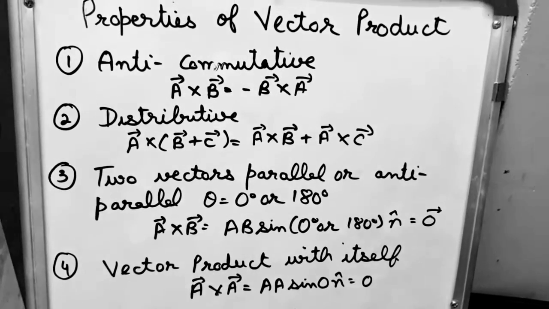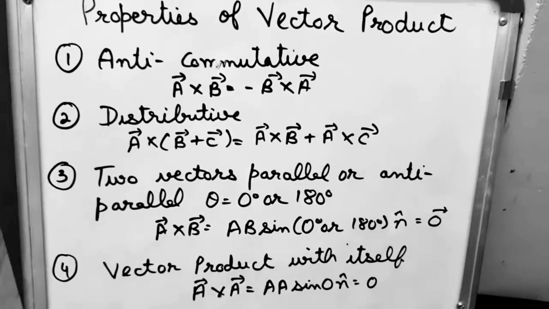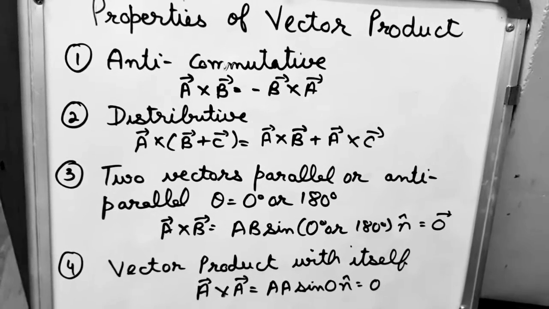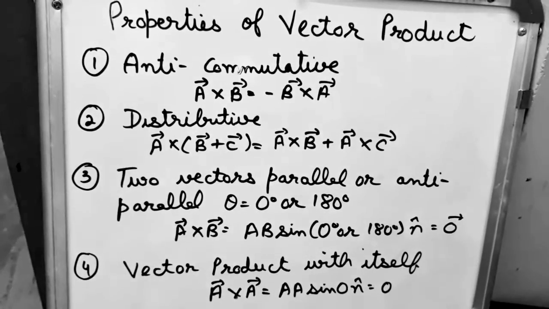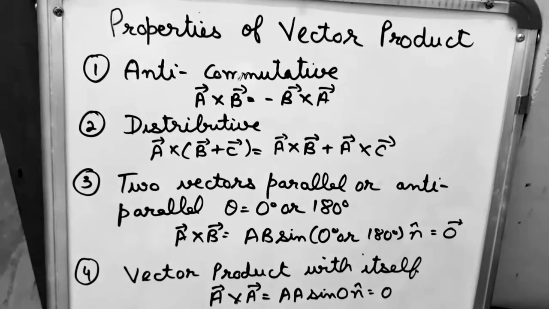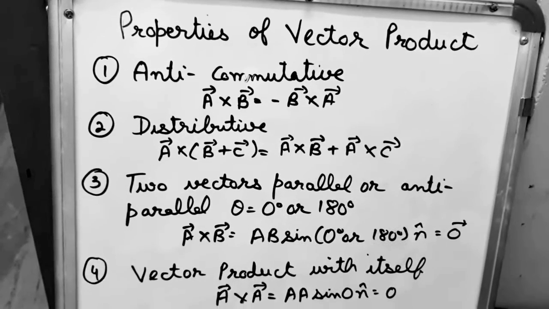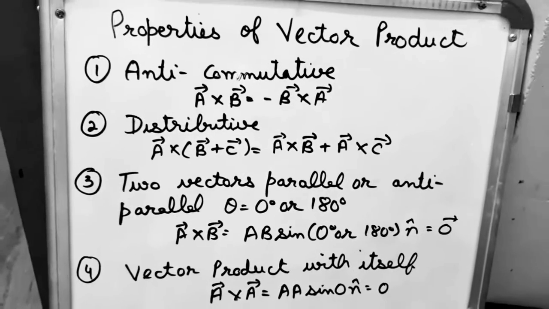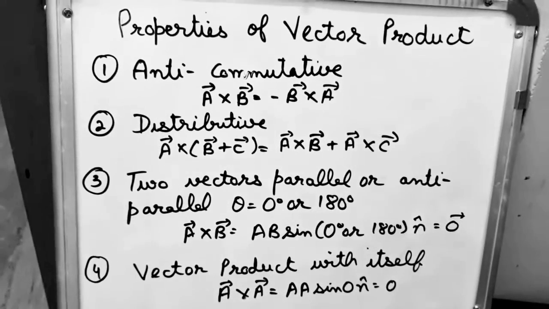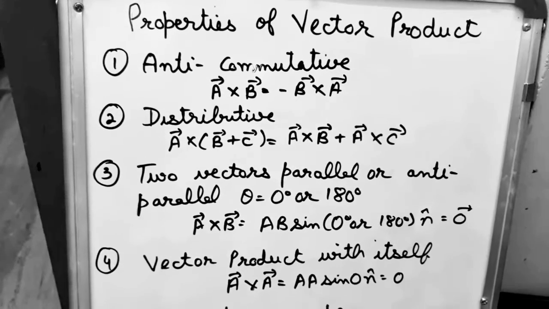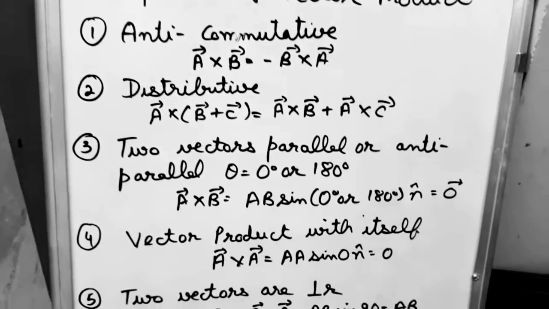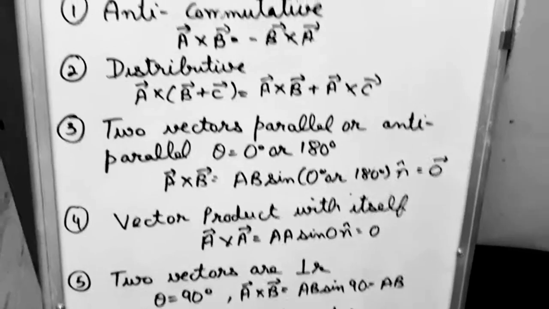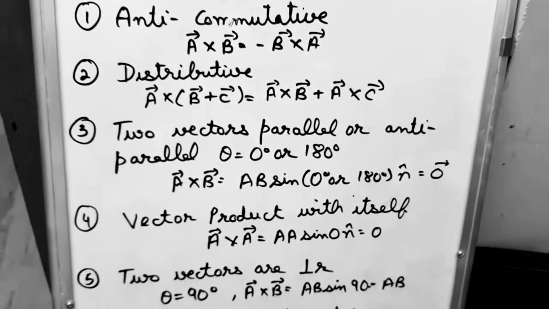The first property of vector product is it is anti-commutative in nature. The scalar product or dot product was commutative, meaning a dot b was equal to b dot a, but in the case of the vector product, a vector cross b vector is equal to negative of b vector cross a vector. Now the second property is distributive nature.